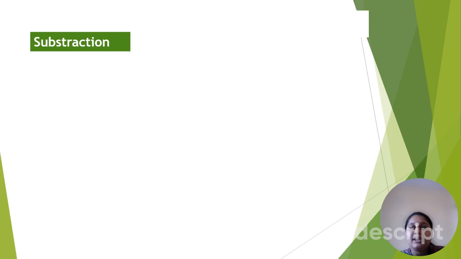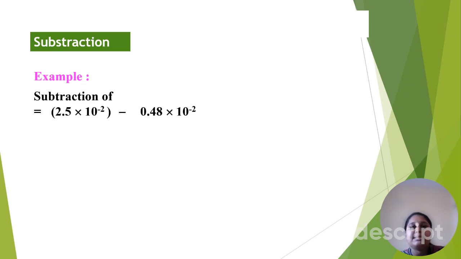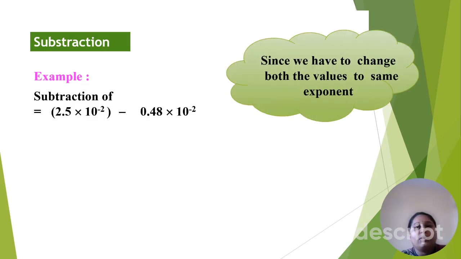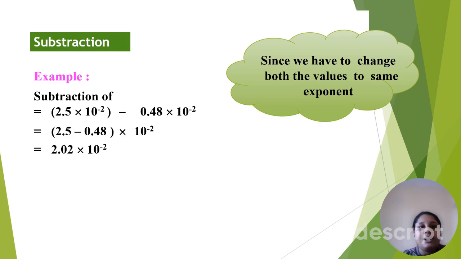So the next is subtraction. Example, it is the same. We have to make the exponent the same. So 2.5 into 10 power minus 2. As the exponents are the same, there is no need to change the exponent value, 10 power minus 2 and minus 2. You just subtract and you get 2.02 into 10 power minus 2.